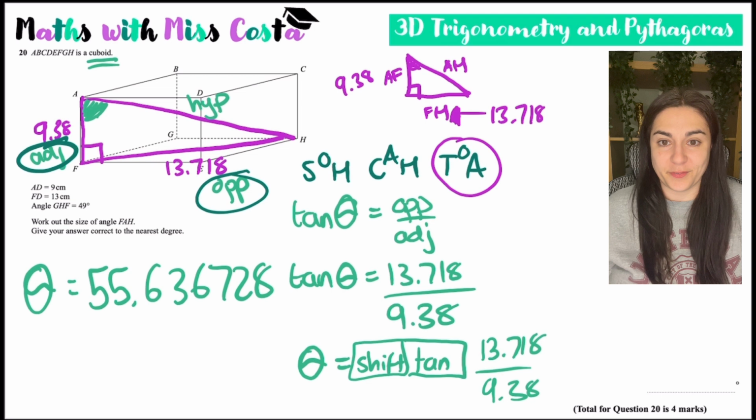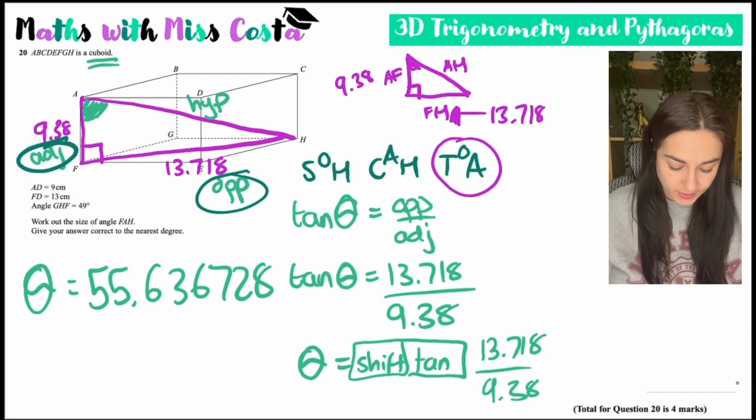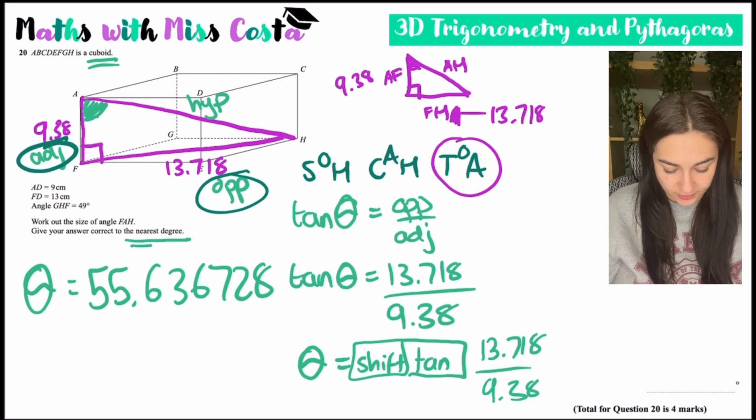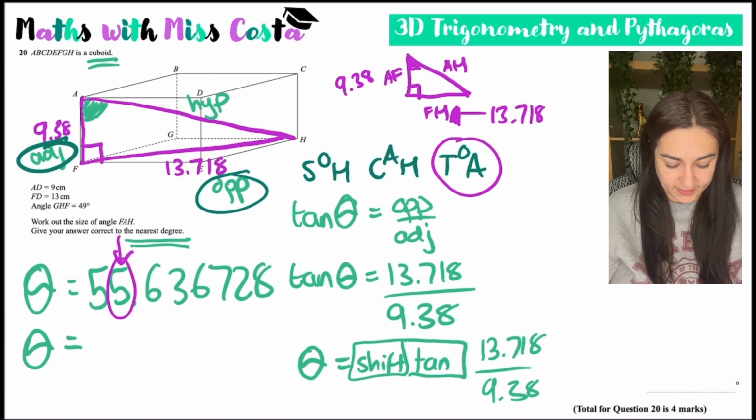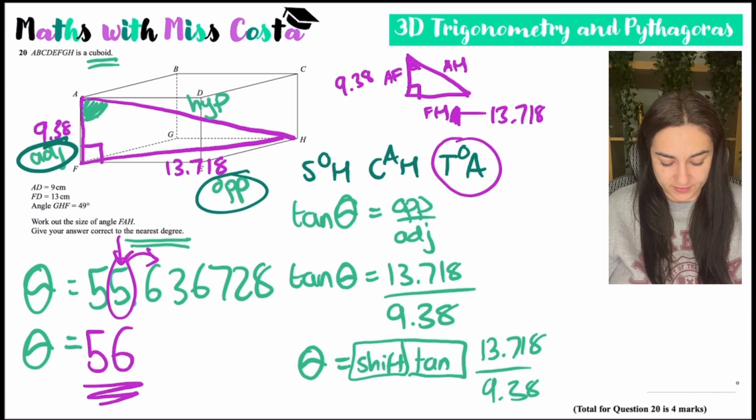55.636728. You might have slightly different values because you might not have rounded. And it says give your answer correct to the nearest degree. So the nearest degree, this is your degree. Look next door, it's more than 5, so it's going to round to 56.